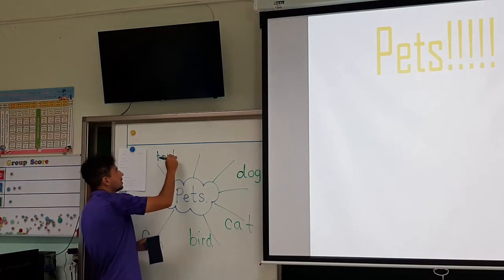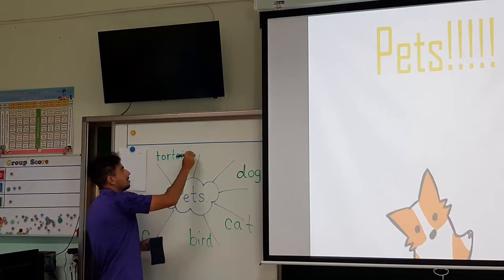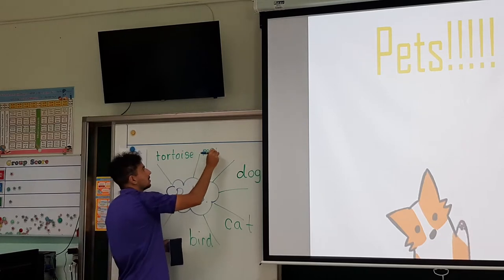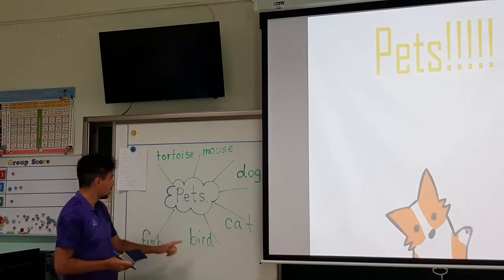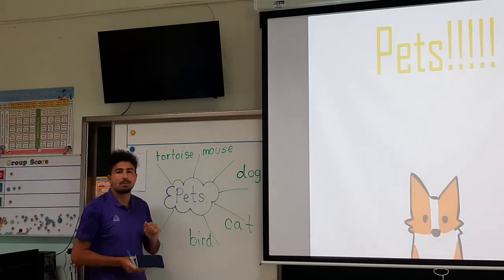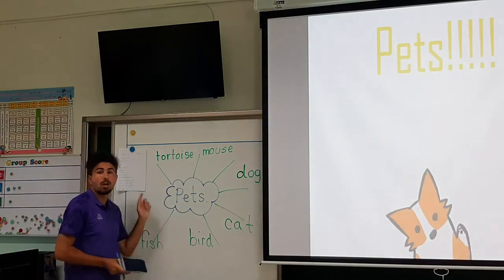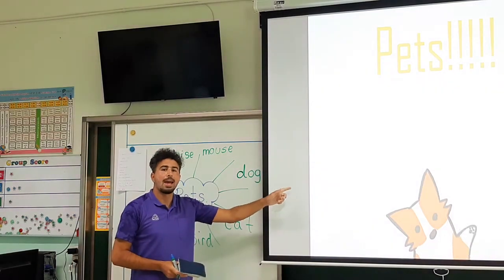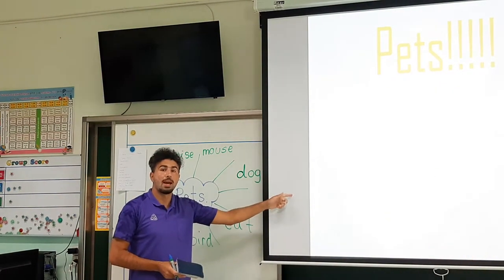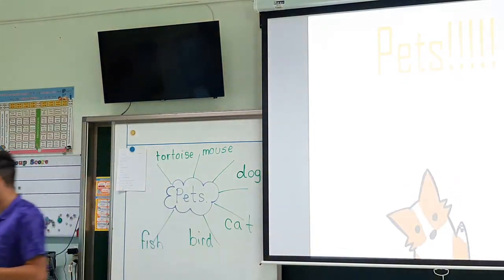Tortoise, mouse, and is there any other? So we've got dog, cat, bird, fish, tortoise, and mouse. That's enough for now. So these are all our pets that we've been learning about, okay? Let's go into the PowerPoint now and see what pets we have. Let's review, okay?